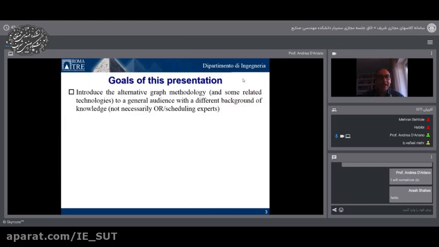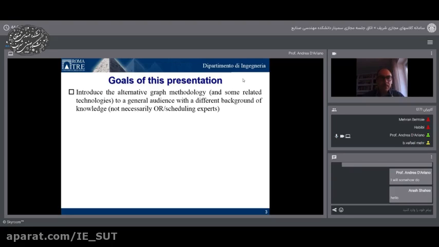Today we will start with a high level overview of this alternative graph method. Okay, this is not a presentation just for OR people or scheduling experts, but the idea is to have a presentation that tries to reach the interest of a larger audience. For this reason, I won't be too technical. I won't be too detailed on some techniques or some parts. But of course, if you want, I can go more in depth at the end of the presentation.